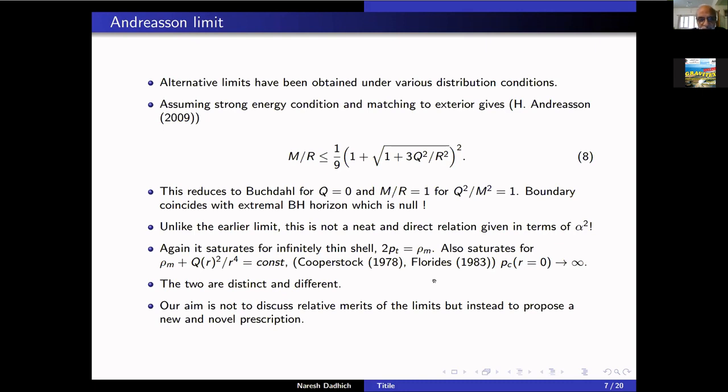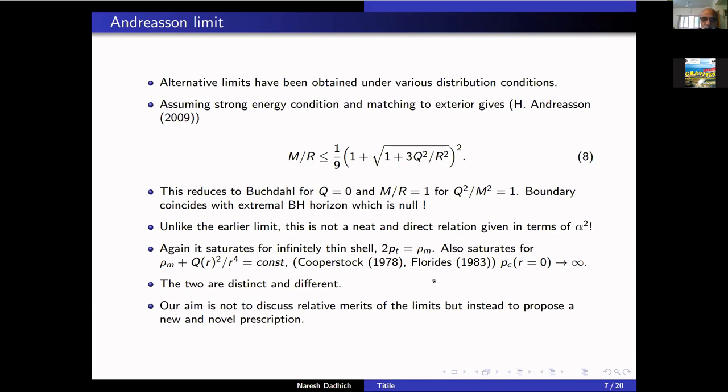Now, a couple of points about this limit. One, you see that this is an involved expression. It's not M by R given in terms of the charge to mass ratio like alpha squared the previous time. It's an involved equation. Secondly, this itself doesn't contain any extremal limit. It doesn't restrict charge. You can't say we put the charge to mass ratio only to unity, because you can't go below that; that's where you touch the horizon. So the compactness, according to this, extends all the way down to the horizon.